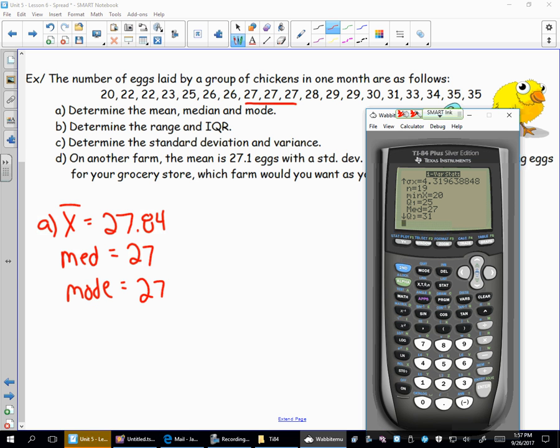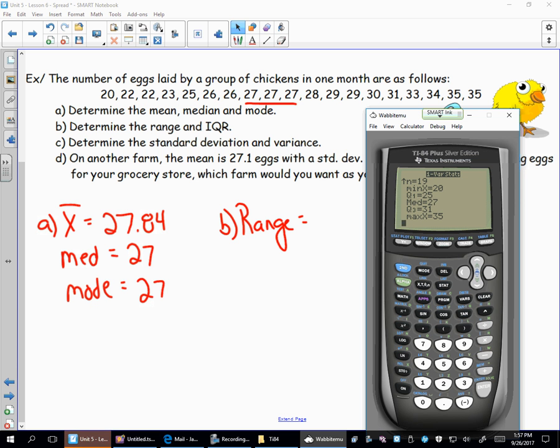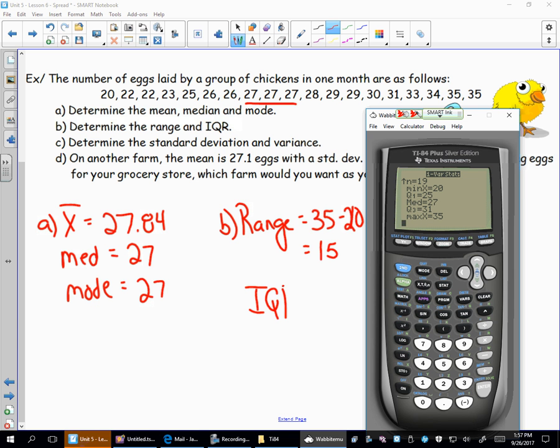Our range, part B. Our range is our highest minus our lowest. The nice thing is our graphing calculator has those too. There's a max, the very bottom one, of 35, minus a min of 20, gives me a range of 15. I have an IQR, I can find that also from this list. Q3 is 31, Q1 is 25, so my IQR is 6.